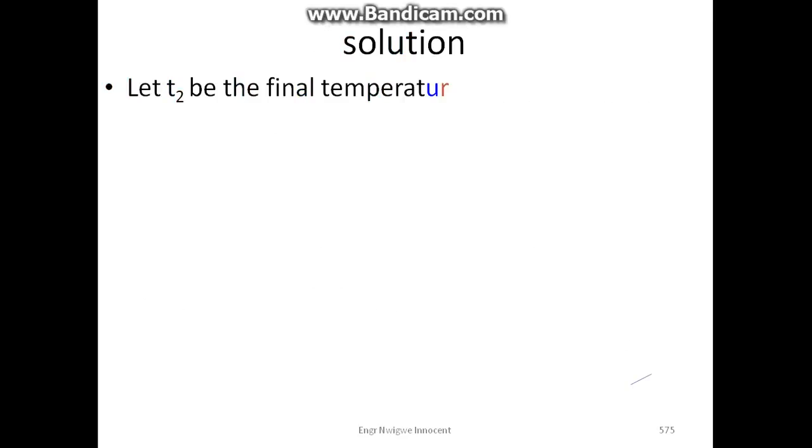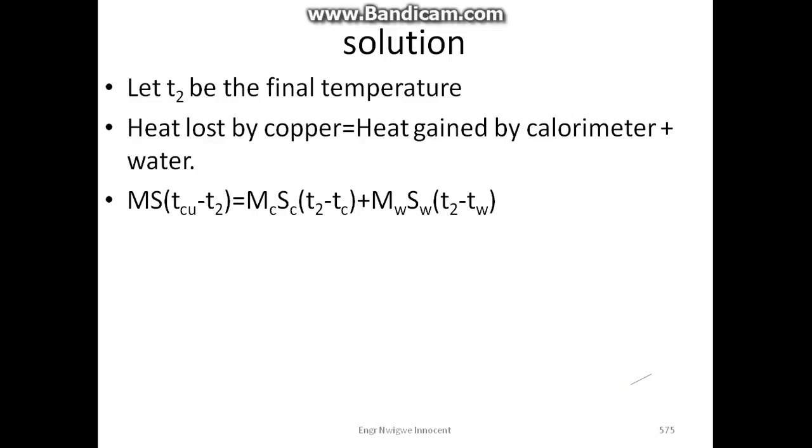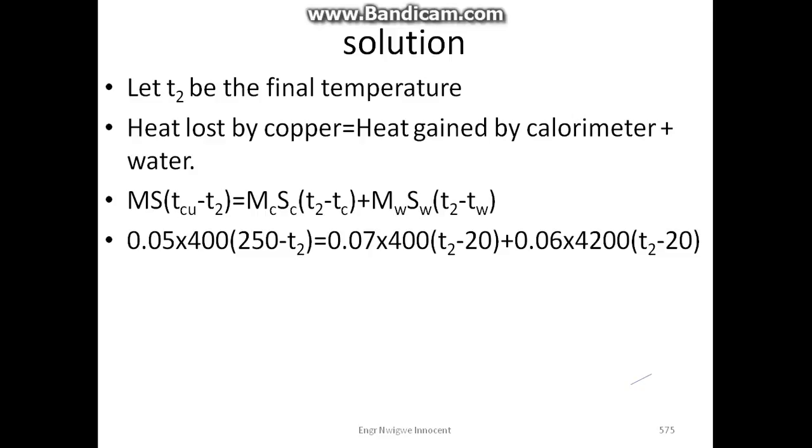Let T2 be the final temperature. Heat lost by copper is equal to heat gained by the calorimeter plus that of water. So we now have mass times specific heat capacity of copper in bracket TCu minus T2 is equal to mass of the calorimeter times specific heat capacity of calorimeter in bracket T2 minus TC of calorimeter plus mass of water times specific heat capacity of water in bracket T2 minus TW. Substituting the values, we have 0.05 times 400 in bracket 250 minus T2 is equal to 0.07 times 400 in bracket T2 minus 20 plus 0.06 times 4,200 in bracket T2 minus 20.